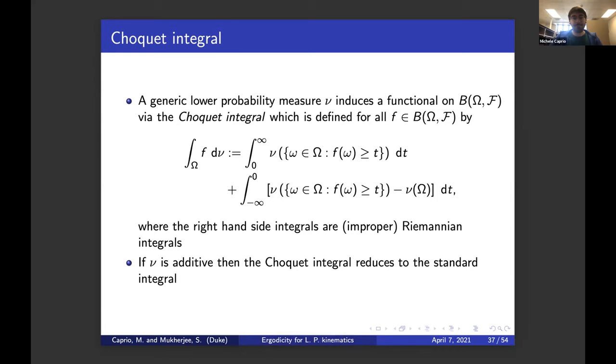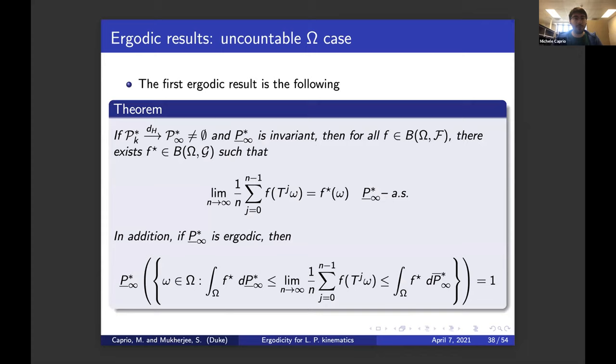So the ergodic results in the uncountable case are the following. We have a more general one and a sharper one that requires stronger assumptions. The more general one states that if our sequence converges in the Hausdorff distance to P star infinity and the lower probability associated with it is invariant, then for every bounded functional, we have a bounded functional F star, measurable with respect to the invariant events, such that the limit of the empirical averages is finite almost surely.